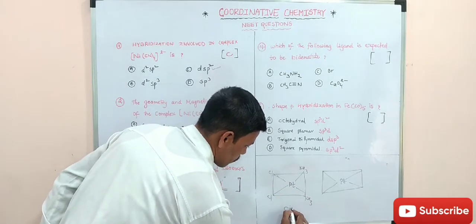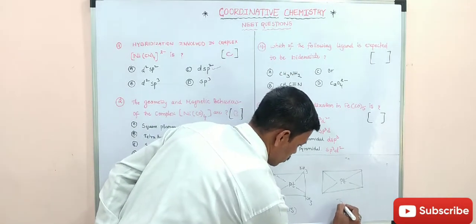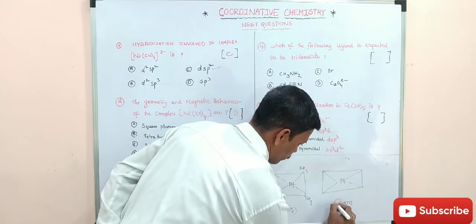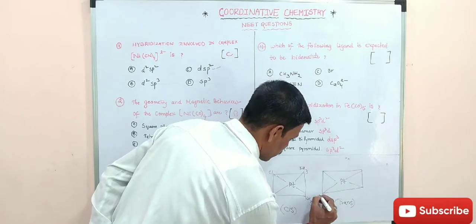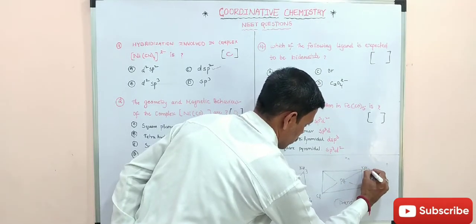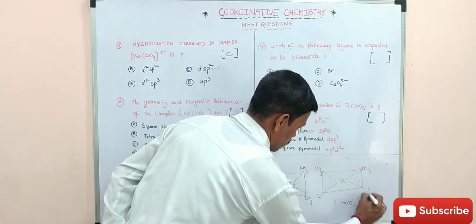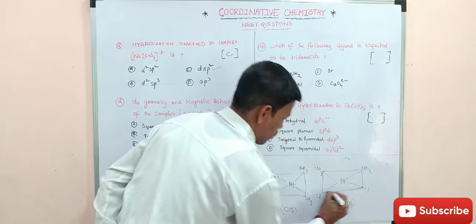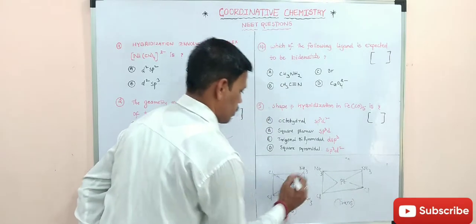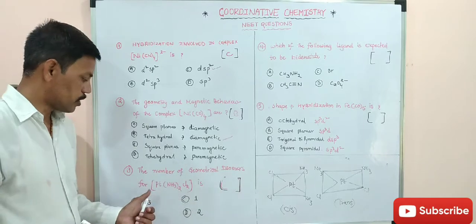This is cis and this is trans. So cis and trans structures are there. So okay, the number of geometrical isomers.